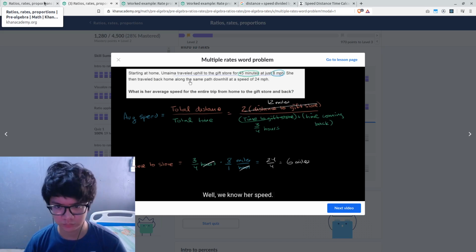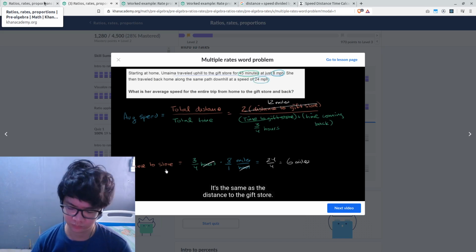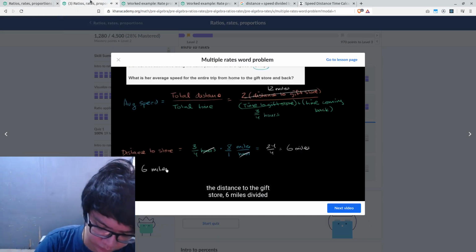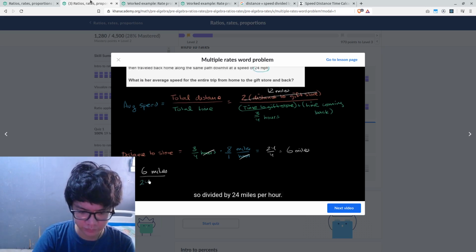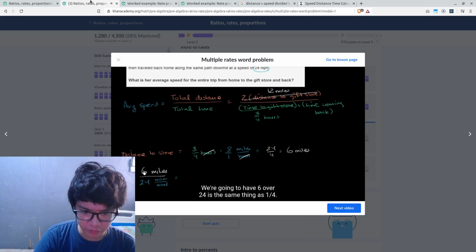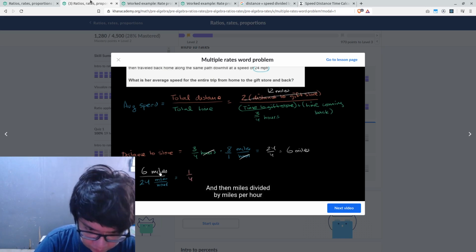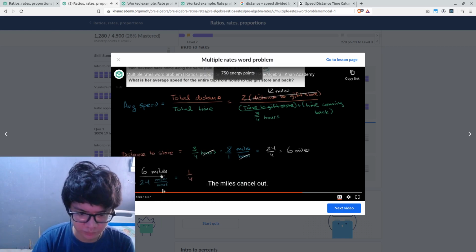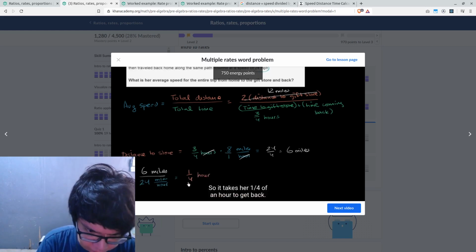Well, we know her speed coming back. We already know the distance from the gift store. It's the same as the distance to the gift store. So we can take 6 miles, that's the distance to the gift store, divided by her speed coming back, which is 24 miles per hour. 6 over 24 is the same thing as 1/4. And miles divided by miles per hour is the same thing as miles times hours per mile. The miles cancel out, and you'll have 1/4 of an hour. So it takes her 1/4 of an hour to get back, and that's that.